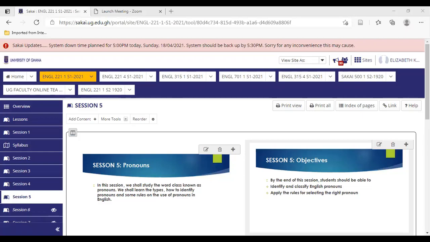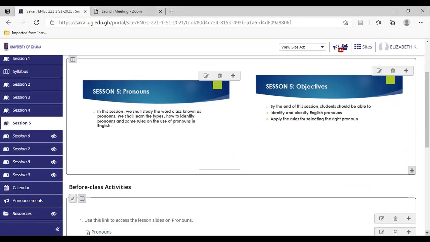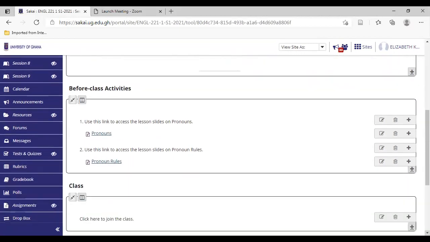Let's see what we have for this session. So this is session 5 and we are going to talk about pronouns for today. In this session, we'll study the word class known as pronouns, and then we'll look at the types, how to identify them, and also look at some rules that we need to apply when we are using pronouns in English. So by the end of this session, I expect that you'll be able to identify and classify the English pronouns and also be able to apply the rules for selecting the right pronoun in whatever situation you find yourself.